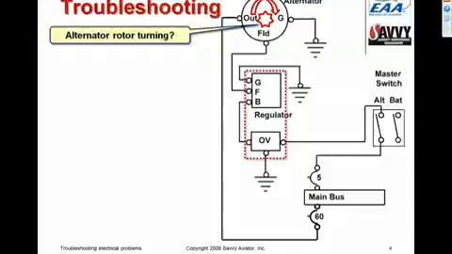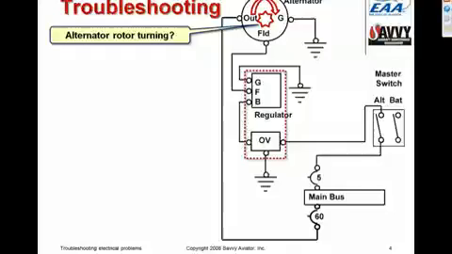Typically, the first thing we're going to want to do when we troubleshoot a charging system problem is to make sure that the alternator has everything it needs in order to charge the battery. And basically, it only needs 2 things. It needs to have mechanical rotation of its drive shaft, and it needs to have field voltage from the regulator. So the first thing we want to do is make sure that the alternator is turning. Seems like a pretty elementary thing, but it's surprising how often that's the problem.